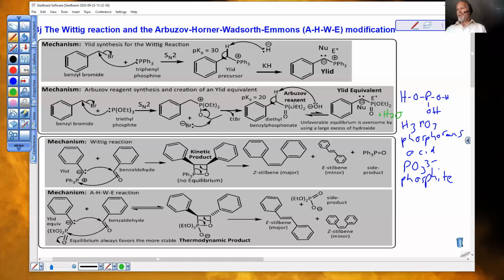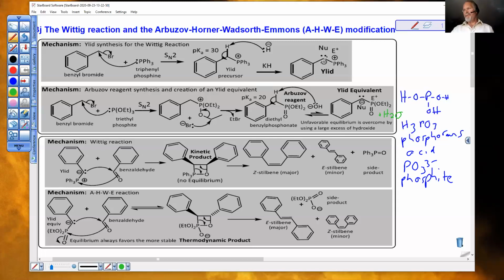We do this reaction in Orgo 2 lab. We used to do it in Orgo 1 as well, but we moved that lab to Orgo 2 lab. And you can make it work even with this base that's unfavorable just by using a very large excess, like a 1,000-fold excess, which can push you towards the product here. And there you have your ylid equivalent and your ylid.